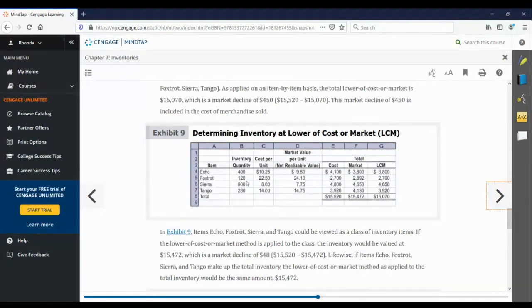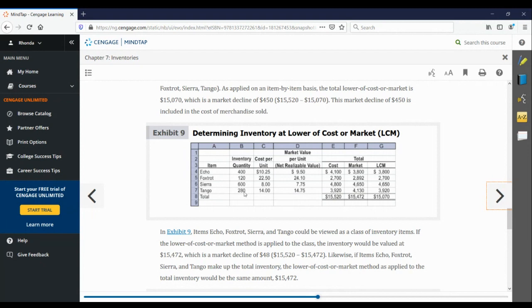So to find the net realizable value of Foxtrot, we would take the inventory quantity of 120 and multiply that by $24.10, and that would give us the total market value for Foxtrot. For Sierra, we're going to do the same thing. We're going to take the inventory quantity of 600 and multiply that by $7.75, and that will give you $4,650.